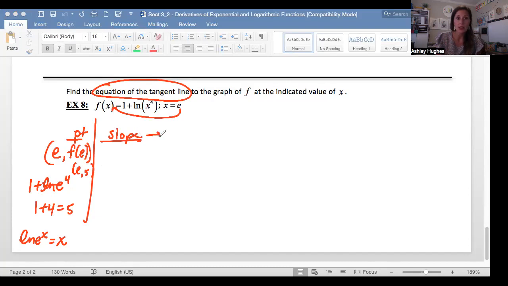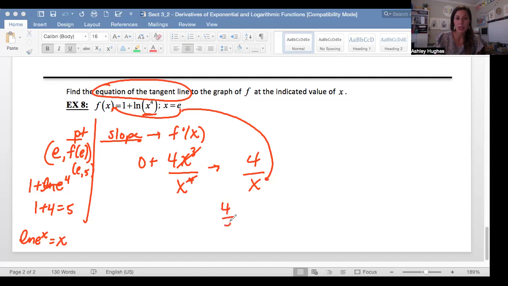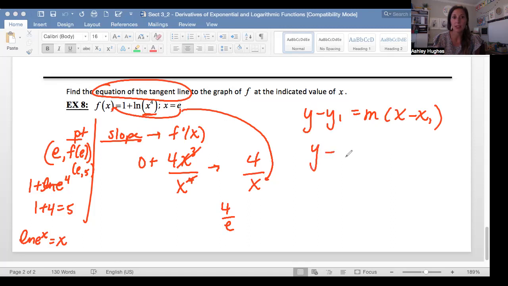The slope in calculus means the derivative. The derivative of 1 is 0. The derivative of natural log of x to the 4th is 4x cubed, the derivative of this stuff over itself. So if this simplifies, this would cancel and you'd have 1 x on the bottom, so it's 4 over x. Then I need to plug in e, that's my slope at this particular point. And then you just write y minus y1 equals the slope times x minus x1. So y minus 5 equals the slope, which is 4 over e, times x minus e.